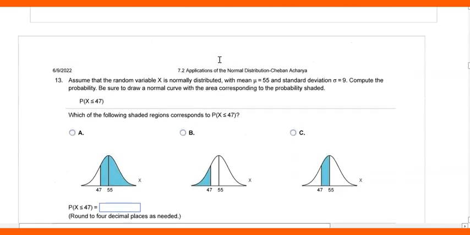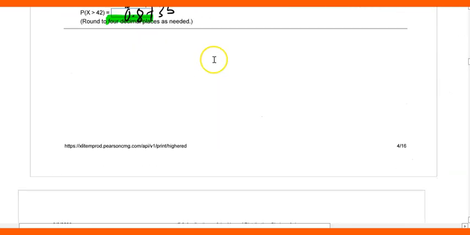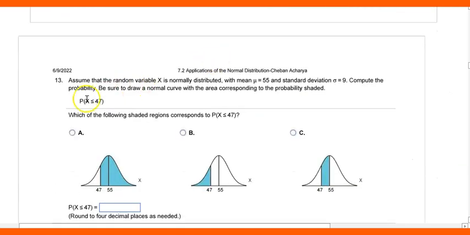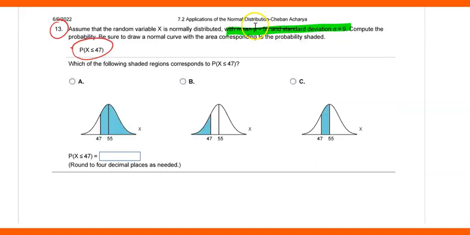Question number 13, similar to question number 12, but you have less than or equal to 47. You're looking for the probability of random variable x less than or equal to 47. Here the mean and the standard deviation are given. The mean is 55 and the standard deviation is 9. You can see the mean is 55 in every option here.